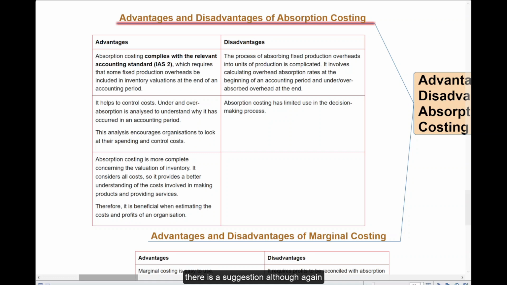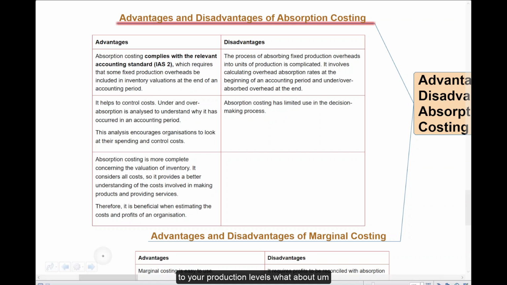Outside of that, there is a suggestion, although again this is subjective, second one, there's limited use in the decision-making process, because you're considering things that you can't do anything about. For example, your fixed costs are your fixed costs. Maybe you can do something about your variable costs. Maybe you can change your supplier or reduce the quality of your materials, etc. Your fixed costs are your rent, your overhead, your electricity, your supervision wages, etc. So realistically, why build some of those in to your production levels?